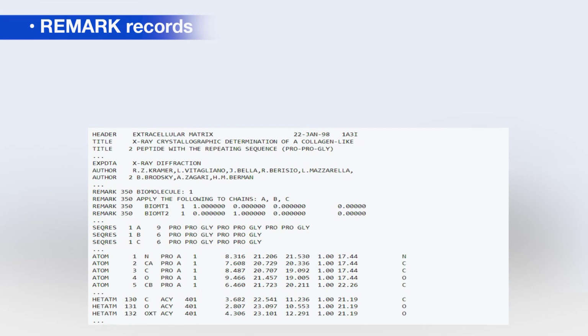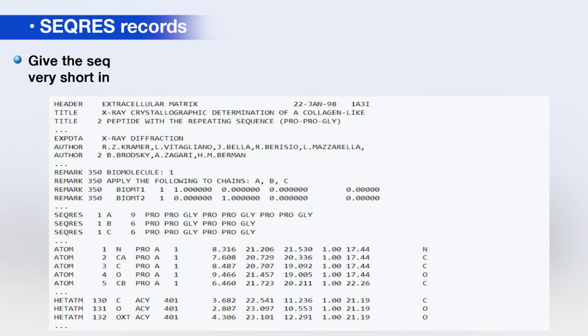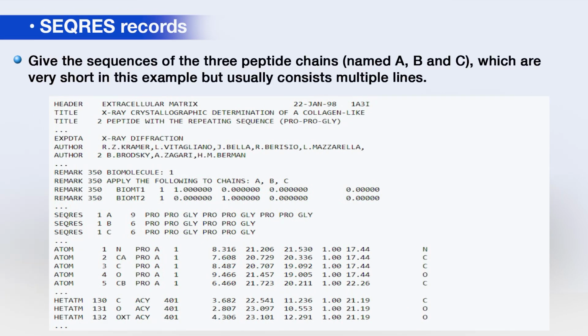In a PDB file, the REMARK 350 BIOMT record describes how to compute the coordinates of the experimentally observed multimer from those of the explicitly specified one of a single repeating unit. SEQRES records give the sequence of the 3 peptide chains named A, B and C, which are very short in this example, but usually consist of multiple lines.